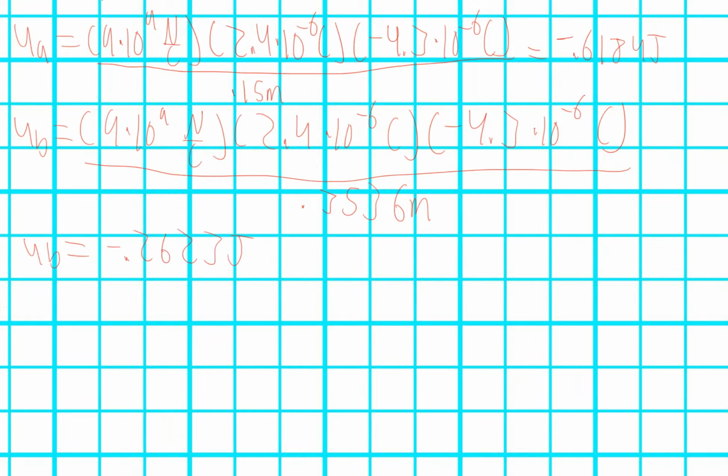Okay, so then the work from A to B is simply equal to U of A minus U of B. So let's just plug the numbers right in. Negative 0.6184 joules minus negative 0.2623 joules. And this is going to be equal to negative 0.356 joules. And this is the work done to move Q2 from the initial point to the final point.